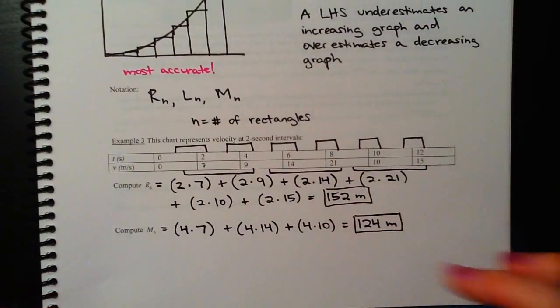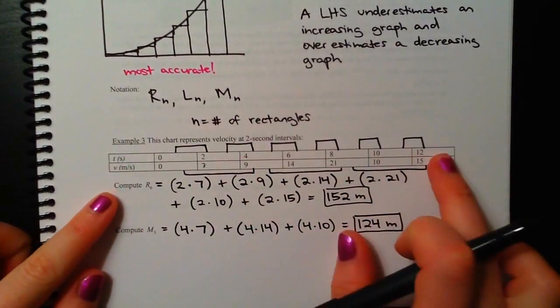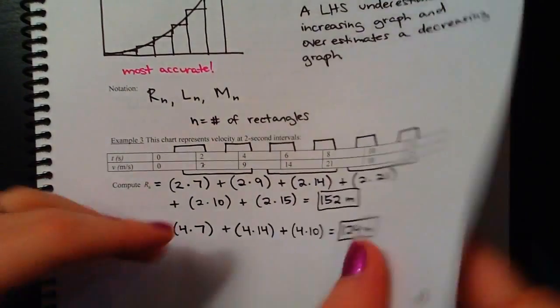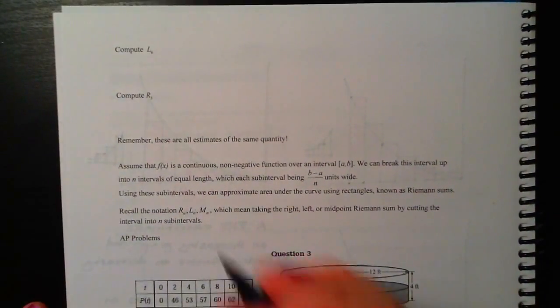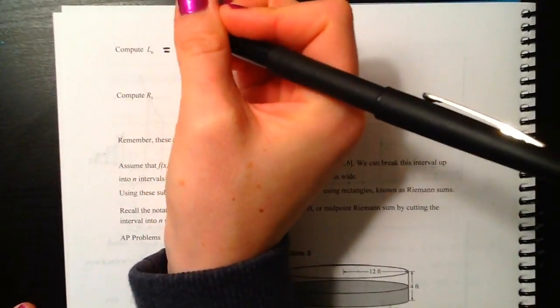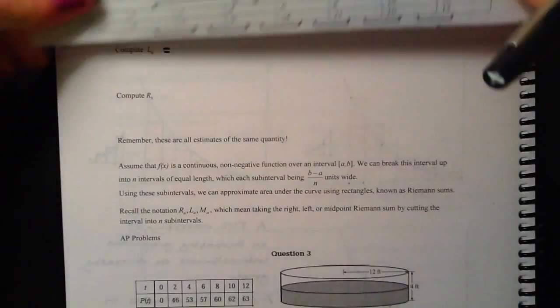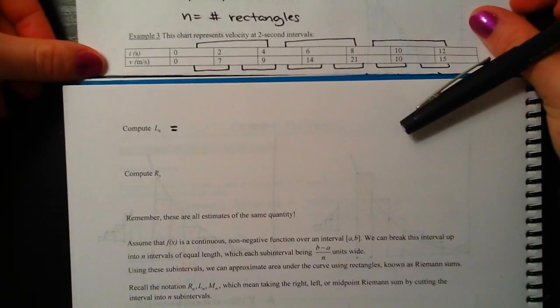Okay, so remember, these are supposed to be approximating the same quantity. All of these are trying to figure out how many meters our particle went over this 12-second interval. Okay, so let's look. We have 2 more over here. Okay, so we're computing L6. So L6, we're going to kind of flip back and forth here. I'll actually put this right up on the screen for you. So put this up above. Printed out a second page so we could still see the table. All right, so it looks like that.